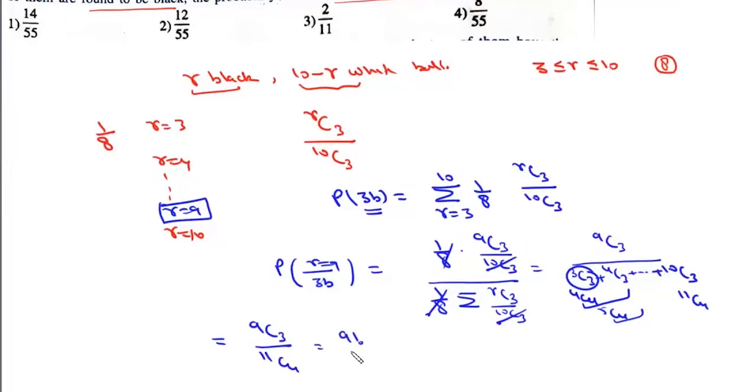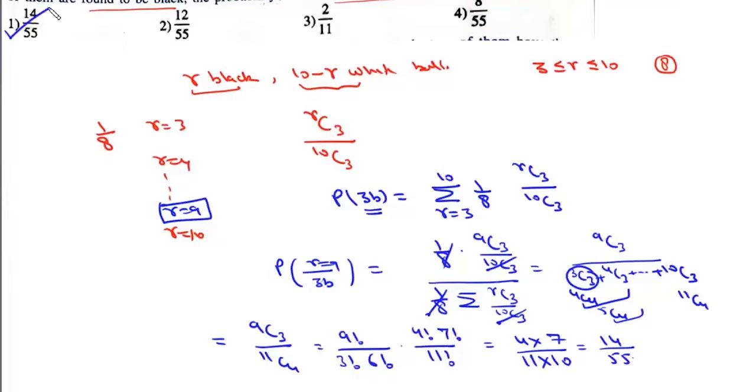Now this is factorial 9, factorial 3, factorial 6, and here it will be factorial 11, factorial 4 and factorial 7. Now here there will be 4 into 7, and this one is going to be 11 into 10. So this probability will be 14 upon 55, and that's your option 1.